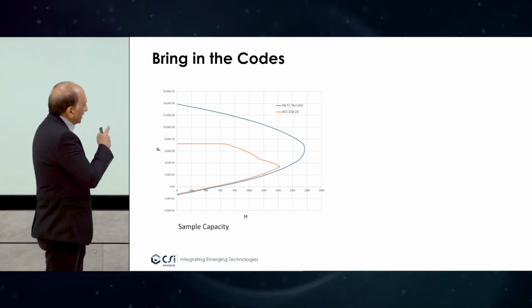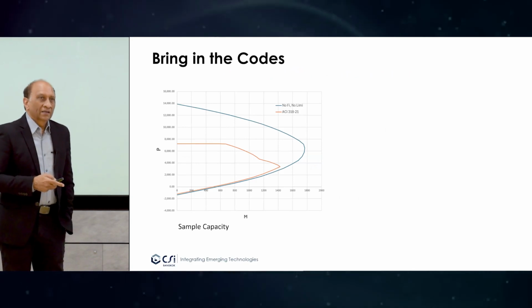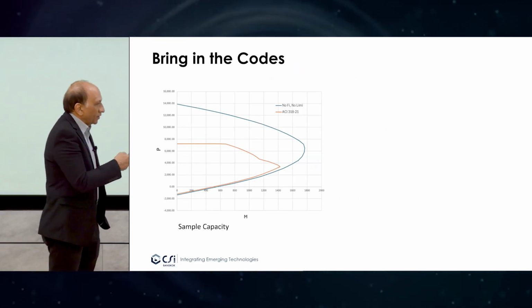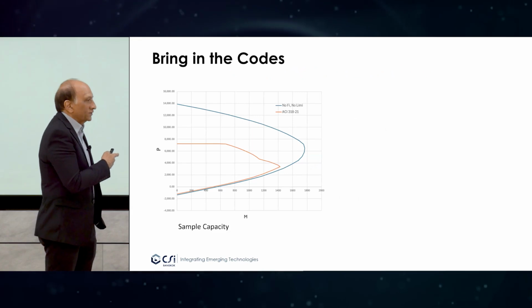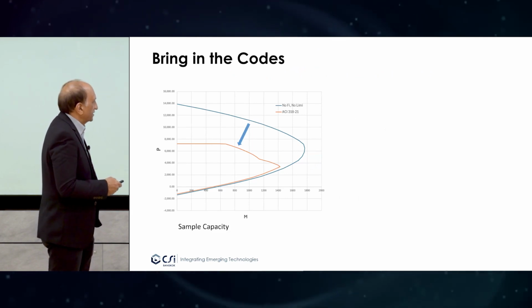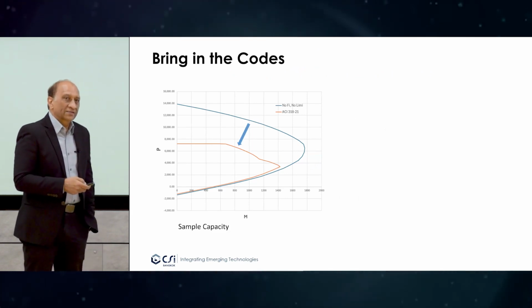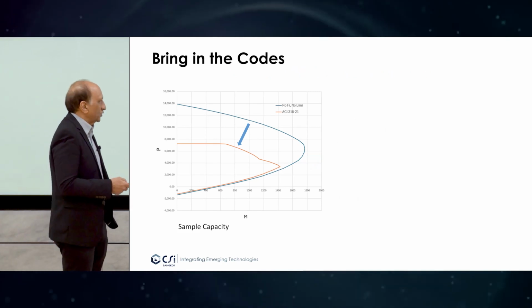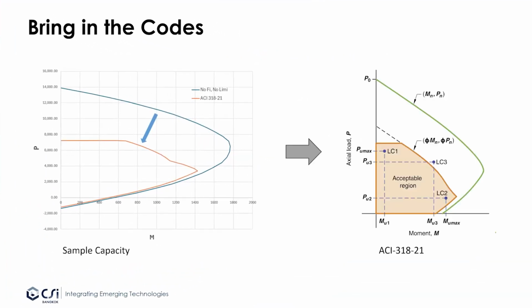When we bring in the codes, the blue line is the theoretical curve that we computed, and the orange line is the ACI code curve after applying all those factors that I mentioned. You can see that we reduce it by certain numbers to include factor of safety and other constraints for each code. That's the figure from ACI 318-21, and that's how they interpret the interaction curve, theoretical and applicable. Remember, this is still based on ultimate load. The actual loads are somewhere in between, so this is still way far from the theoretical capacity.